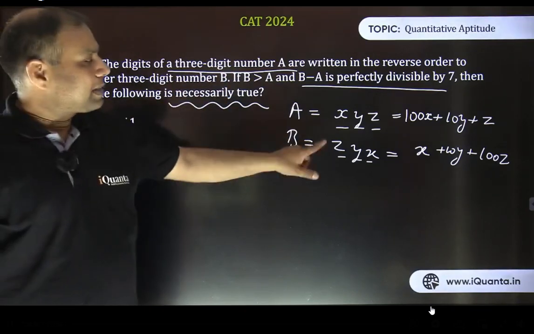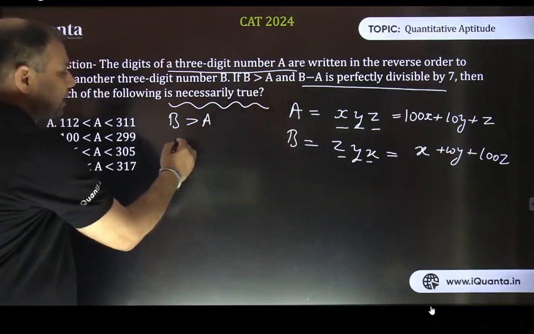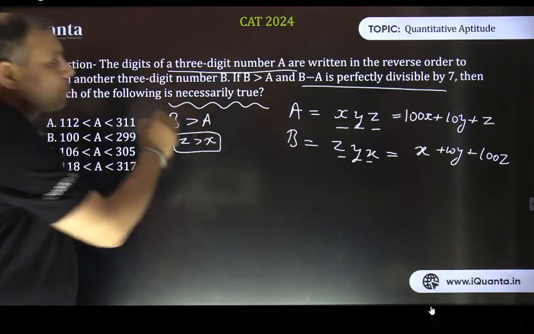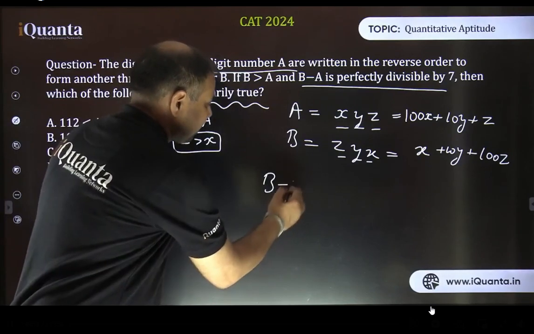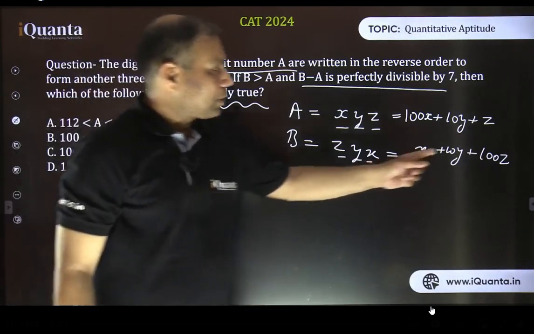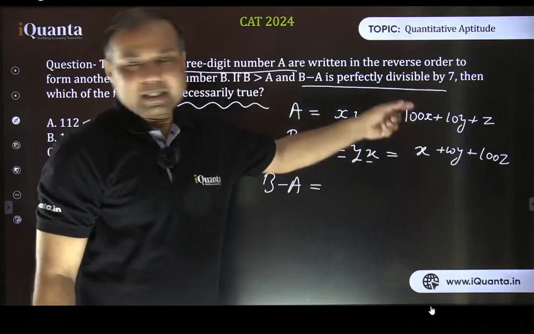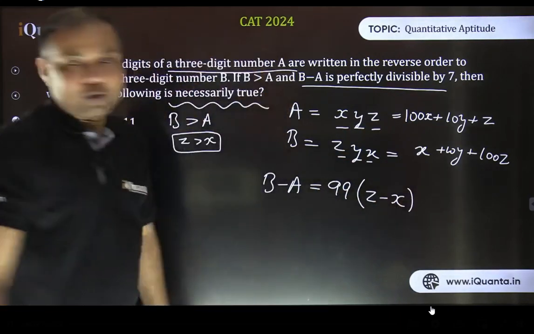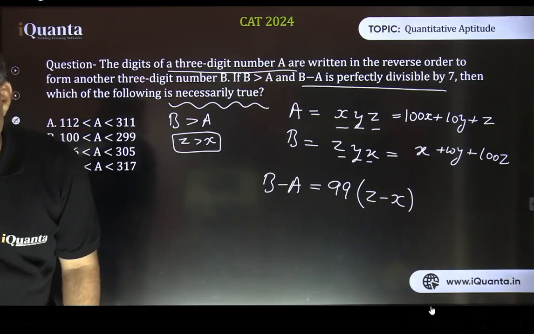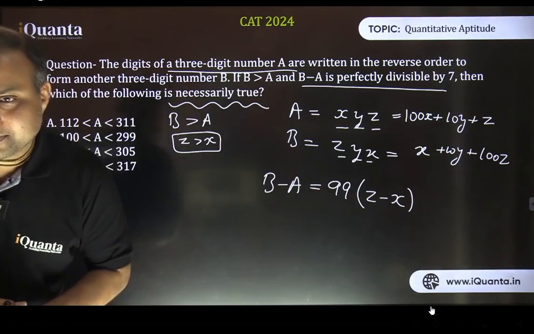B is more than A, it means Z should be more than X. That's one piece of information we have. And it is talking about B minus A. Let's subtract B minus A. If we do B minus A, what happens? 100Z minus Z will be 99Z, 10Y will be cancelled, and this will be minus 99X. That is 99 times Z minus X. Is it okay? Yes, 99Z minus 99X. I've taken 99 common, so it is 99 times Z minus X. Till this point, is it fine? That is a very basic thing.